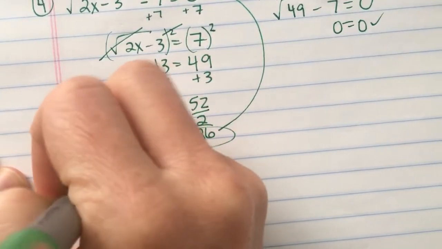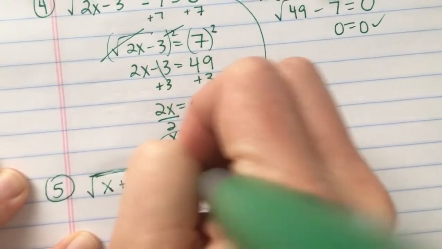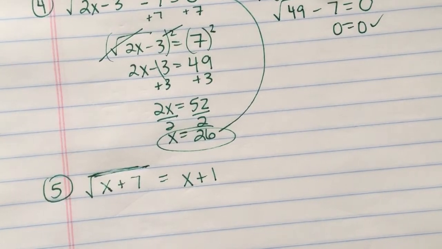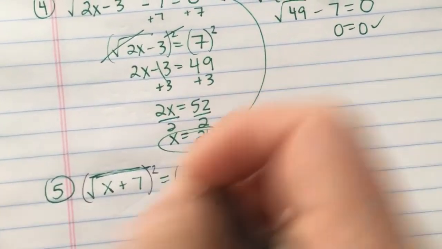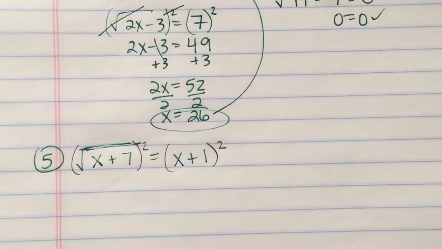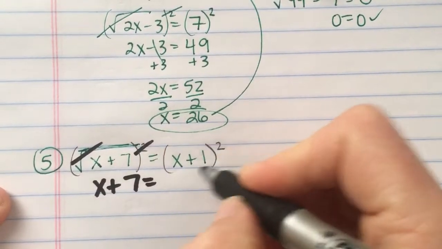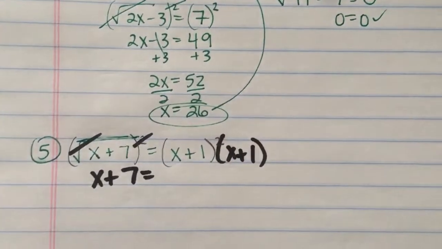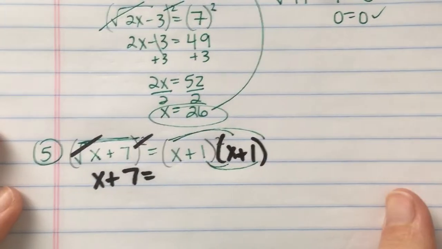Alright, number 5. Square root of x plus 7 equals x plus 1. Alright, the square root is already by itself, so I can go ahead and square both sides. Here's where you have to be really, really careful though. Here, the square root and the square cancel, so you're left with x plus 7. But here, when you have x plus 1 squared, you have to write it twice and do the lobster claw. Okay, you can't take a shortcut here, so you have to write it twice and do the lobster claw.